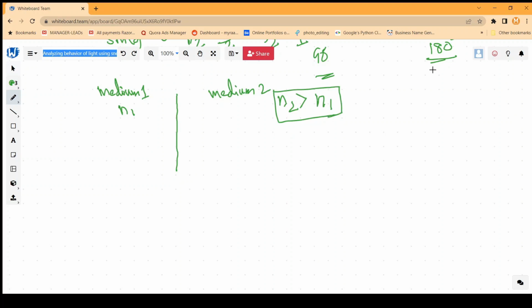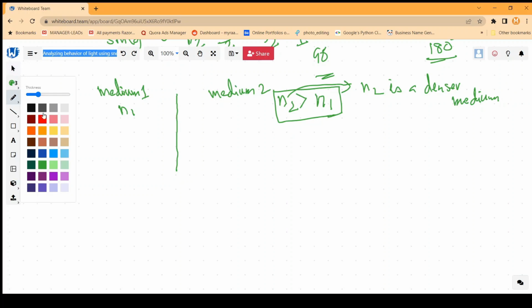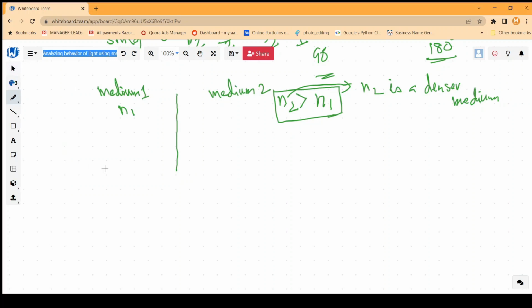So it is a denser medium. Whenever n2 is greater than n1, it means that n2 is a denser medium. Okay. So we can say that probably this is air and this is water. Water is denser than air and it has certain value n1.